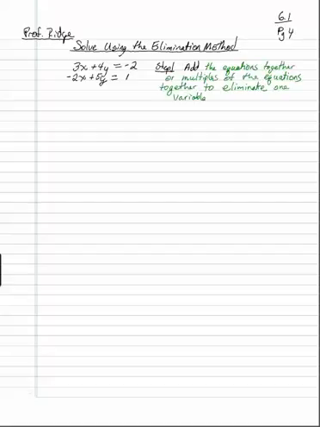Okay, let's review how to solve using the elimination method. Now, some books refer to this as the addition method, and some books refer to it as the elimination/addition method. So, depending on how you've seen this before. So, our first step is we're going to add the equations together, or multiples of the equations together, to eliminate one variable. See, that's why it's called the elimination method. Our goal is we got to eliminate a variable.